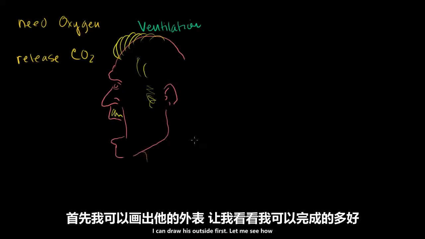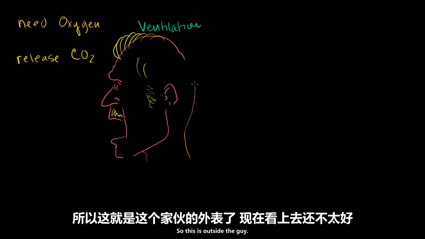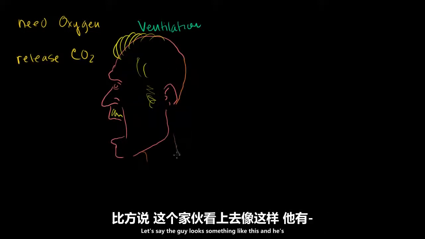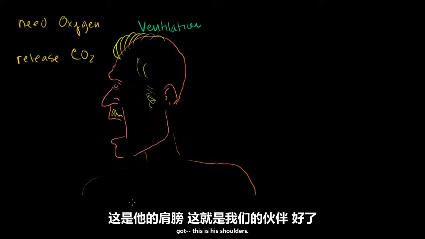I can draw his outside first. Now let me see how well I can do this. So this is outside the guy. Oh, that doesn't look right. So let's say the guy looks something like this. And then, this is his shoulders, just like that. That's our guy. All right.